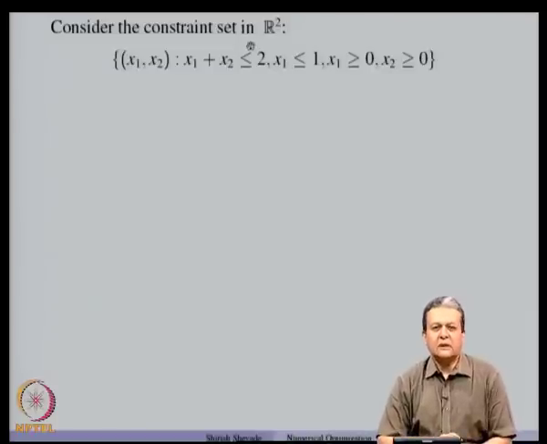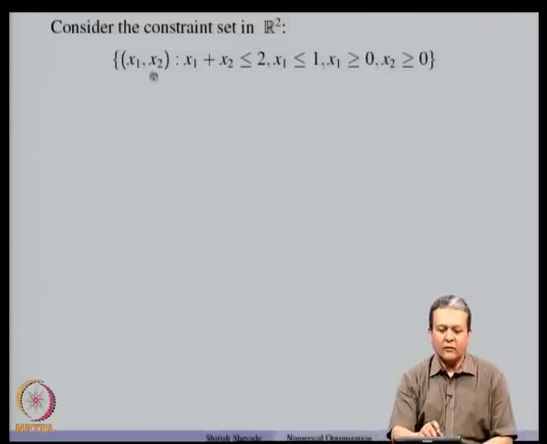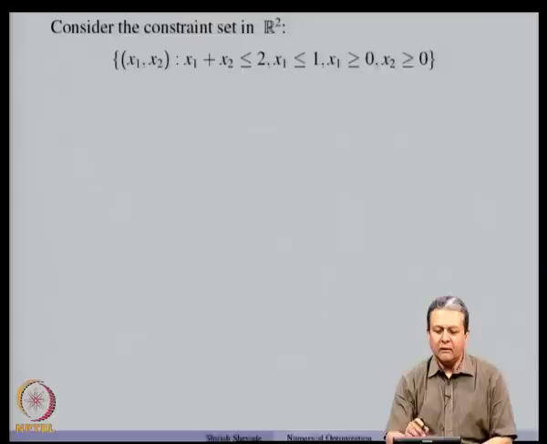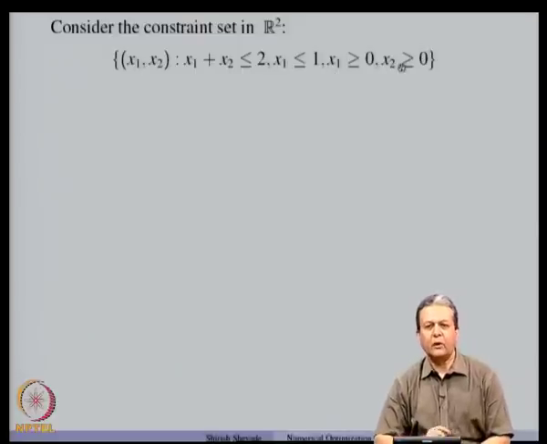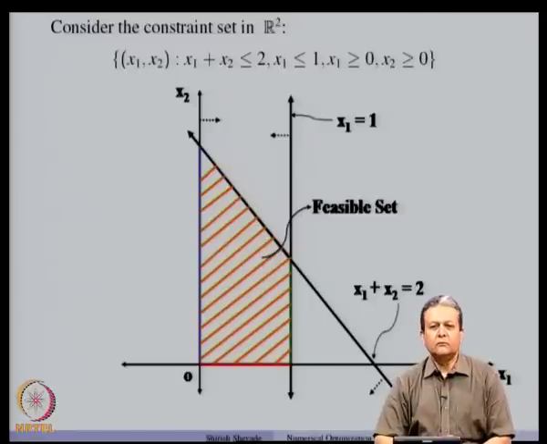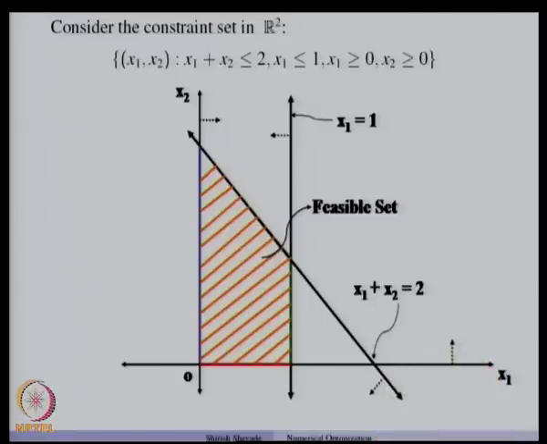Now, consider this constraint set in R2, the set of all x1, x2 such that x1 plus x2 is less than or equal to 2, x1 less than or equal to 1, and both x1 and x2 are non-negative. Now, here is a diagram which represents the constraint set which is given here. Now, let us look at the first constraint. So, the first constraint says that x1 plus x2 is less than or equal to 2.